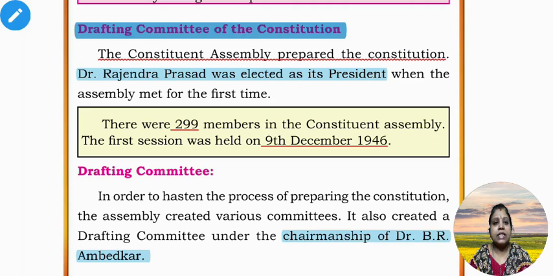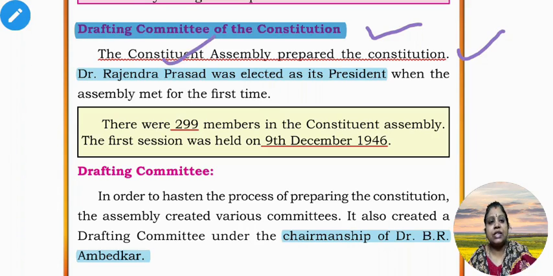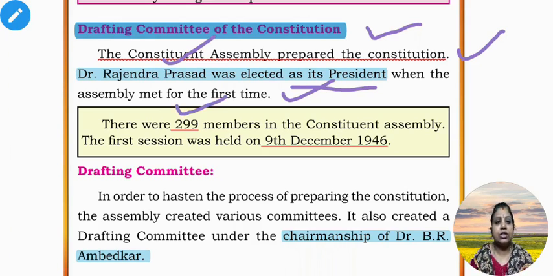Let us start discussing the drafting committee of the Constitution. The Constituent Assembly prepared the Constitution. For this purpose, Dr. Rajendra Prasad was elected as the President when the Assembly met for the first time. There were 299 members in the Constituent Assembly. The first session was held on 9th December 1946.